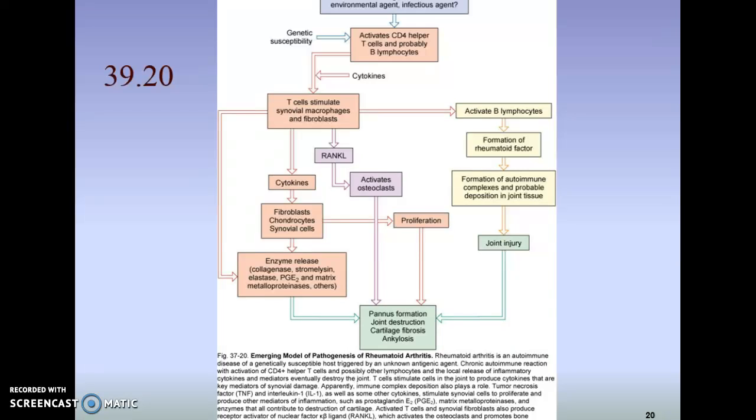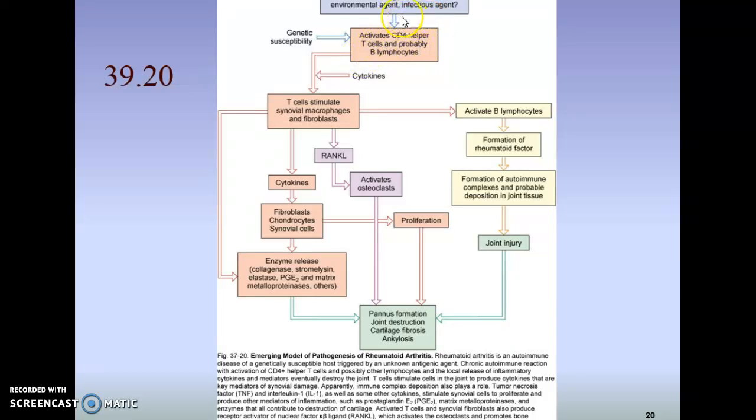So here's figure 39-20. Up here you have whatever causative agent that is initiating the process of this arthritis. You have antigen up here. It could be some environmental agent. It could be an infectious agent.